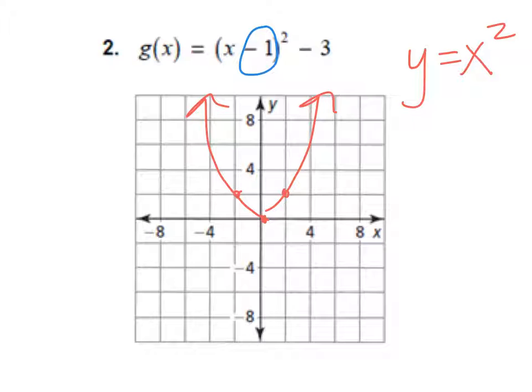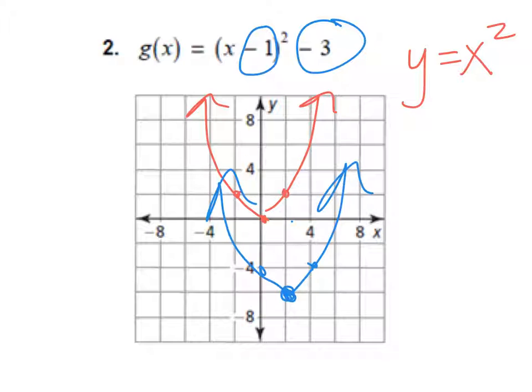So because it says -1, which we usually think of as moving left, it's actually going to move the opposite way and move right 1. And then this end number says -3, so we know that we're going to move down 3. And so our vertex ends up landing right here. There's no vertical stretch or shrink, so everything else stays the same.